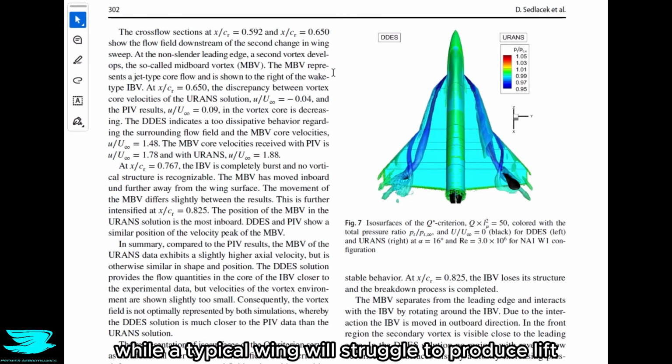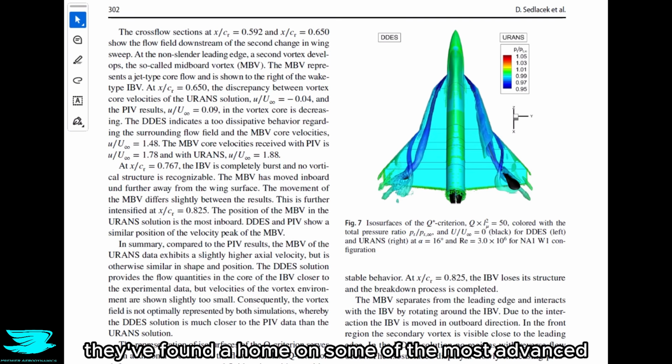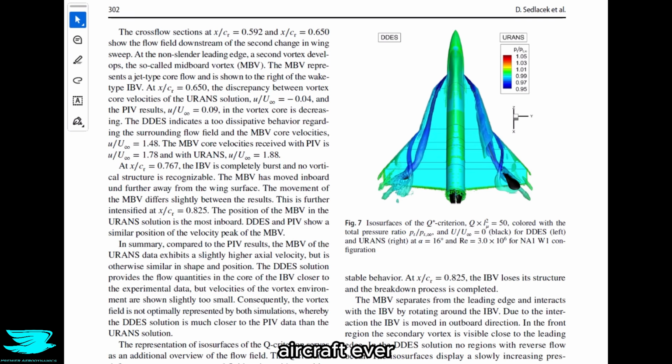While a typical wing will struggle to produce lift efficiently above 15 degrees or so, delta wings can produce lift efficiently over 50, 60, or even 70 degrees. And since the discovery of delta wings, they've found a home on some of the most advanced aircraft ever, largely for that reason, for example, fighter jets.